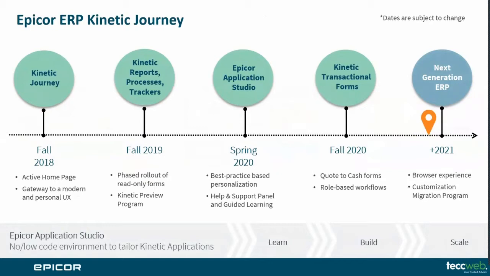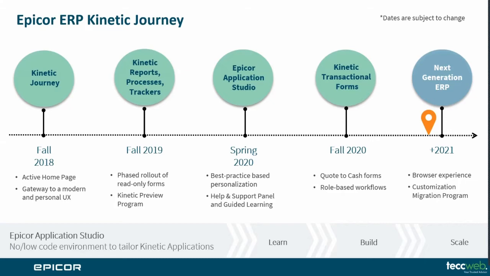Then in the fall of 2019, those trackers were now available in that Kinetic format, but again, they're optional, as you may see in your current versions of the system, where those classic versions of the screens are still accessible on the menus, and Kinetics can actually be turned off organization-wide if that is what's determined to be best at the time. For those power users and the system administrators, the big item was really in the spring of 2020 with the introduction of the Epicor Application Studio.